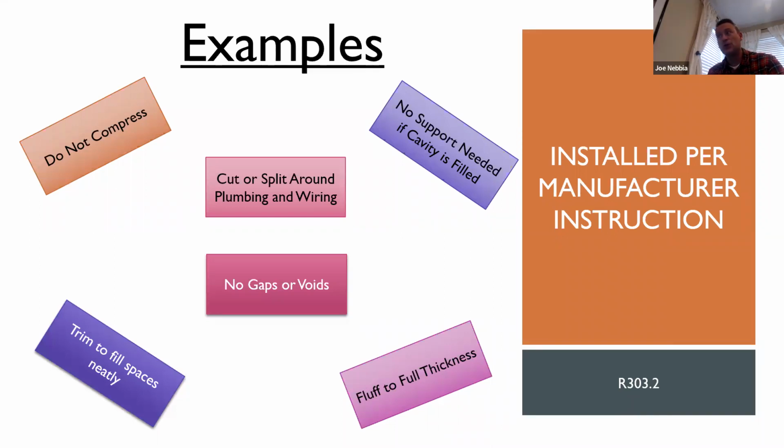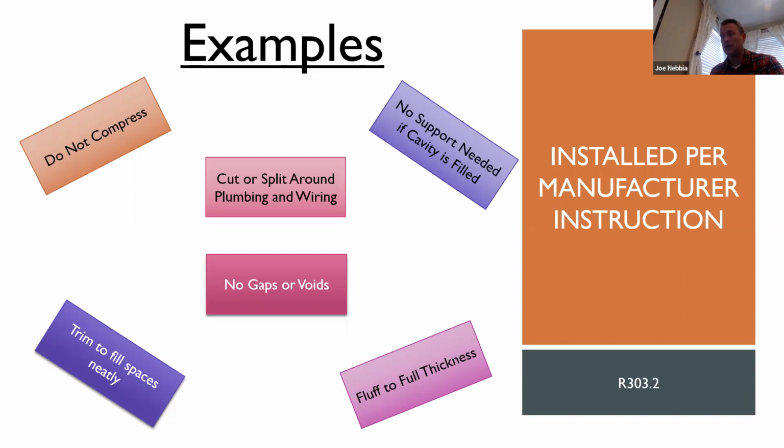And it actually includes quite a lot of detail if you look at some of these manufacturers and what they have. And I have just a few kind of excerpts from different manufacturers that are out there and what they require. There's language like do not compress for fiberglass or mineral wool or something like that. There's language that says no support needed if the cavity is filled. So, sometimes I get asked things like, well, does the cavity have to be filled according to code? Well, the manufacturer says you have to fill the cavity, then you do. No gaps or voids, things like that is sometimes in the manufacturer's installation instructions.